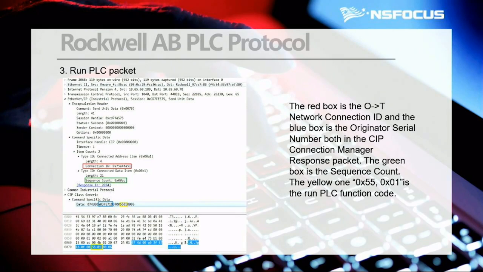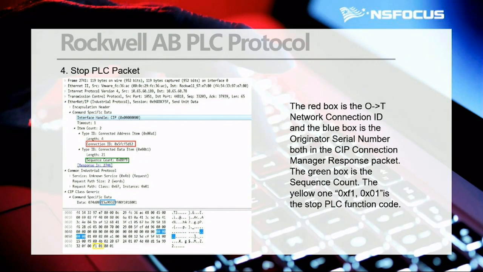So after the connection packet is established successfully, then we can use some function packets like run PLC, stop PLC, or read values of the PLCs. First one, it is a run PLC packet. From this packet, we could also see the connection IDs, the sequence count, and also the O2T network connection ID. And the yellow one, 55001, means this packet is to run PLC.